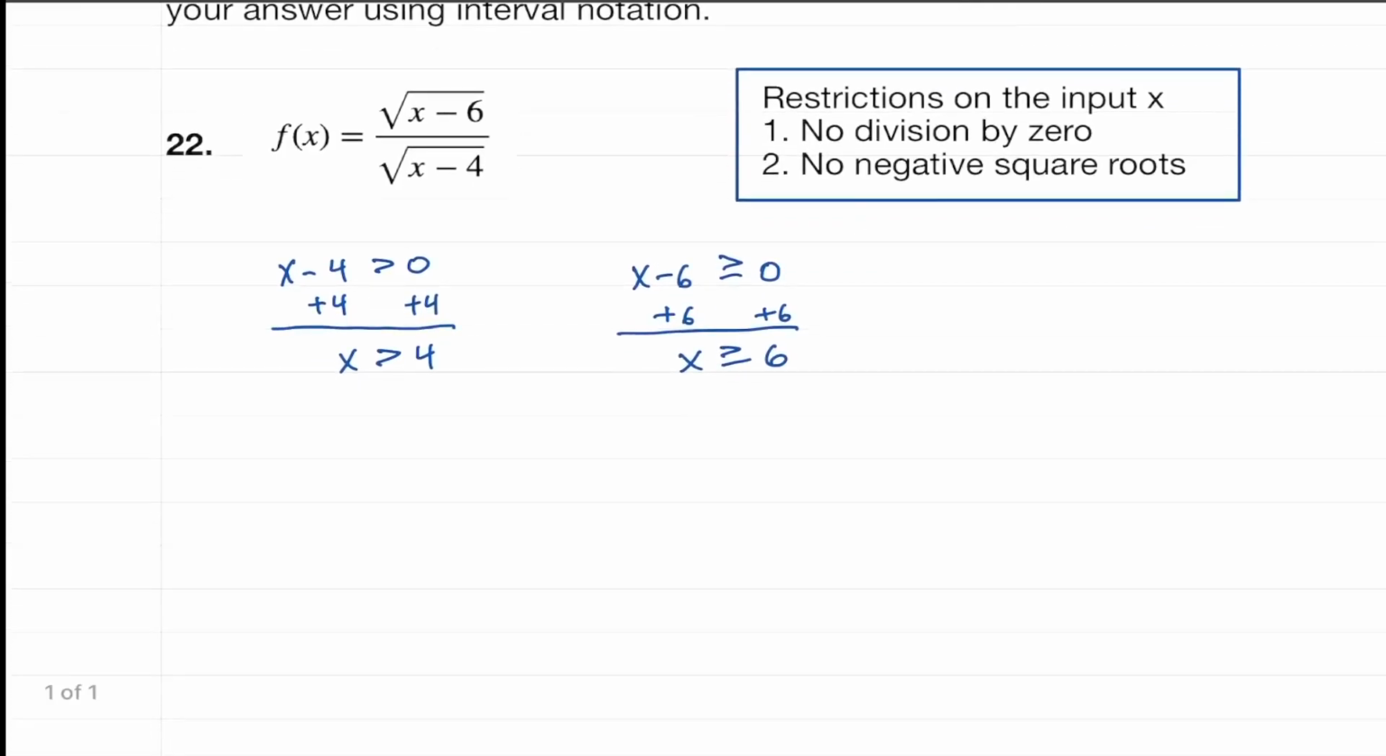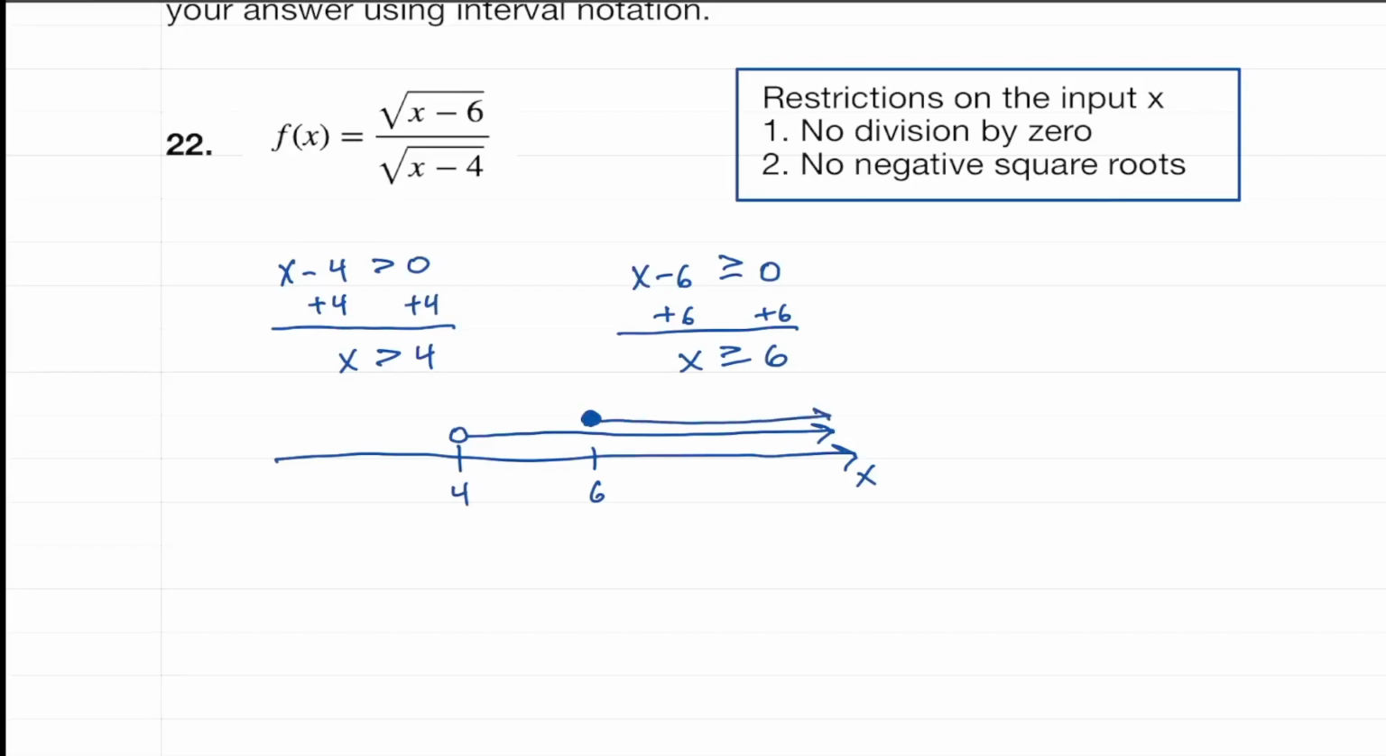All right, so let's use a number line to sort this out. Let's just suppose 4 is there, 6 is there, and that's the direction of positive x. All right, so we said x must be greater than 4, but it's not allowed to be 4. So we use an open circle, and we allow x to be anything bigger than 4. The other restriction we have is that x must be greater than or equal to 6. So we allow the value 6 so we can color in our dot, and then anything bigger.